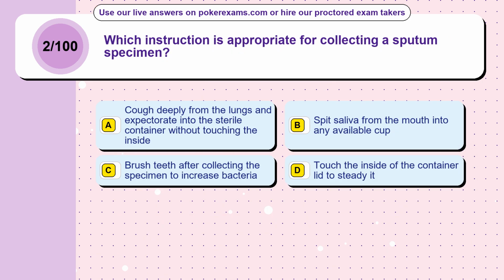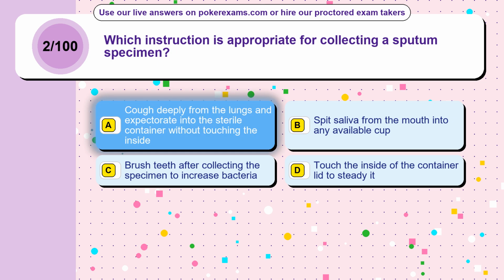Question 2. Which instruction is appropriate for collecting a sputum specimen? Option A. Cough deeply from the lungs and expectorate into the sterile container without touching the inside. Option B. Spit saliva from the mouth into any available cup. Option C. Brush teeth after collecting the specimen to increase bacteria. Option D. Touch the inside of the container lid to steady it.